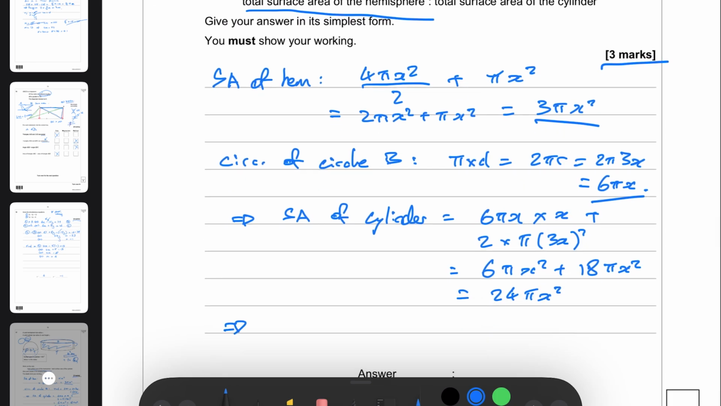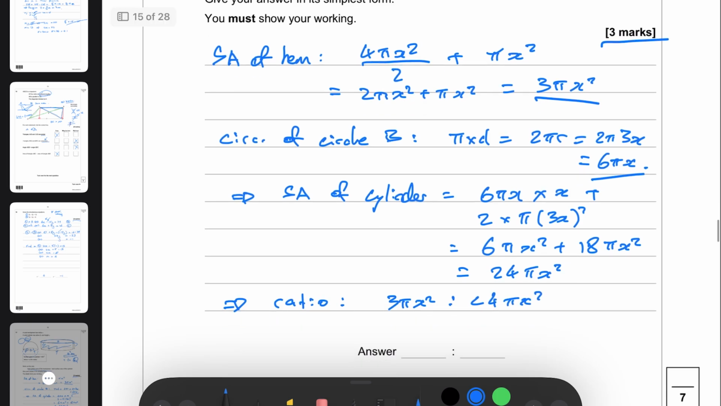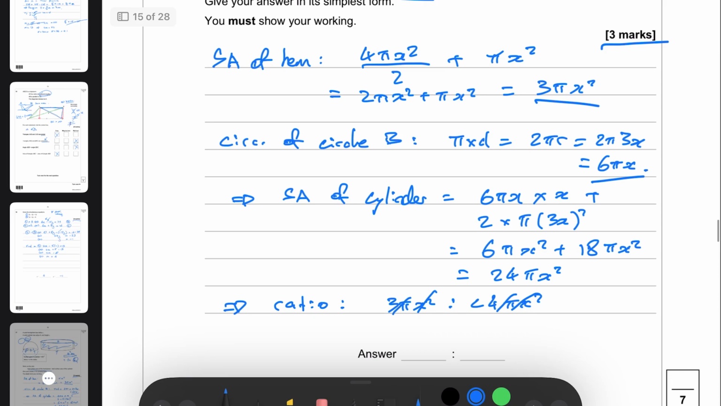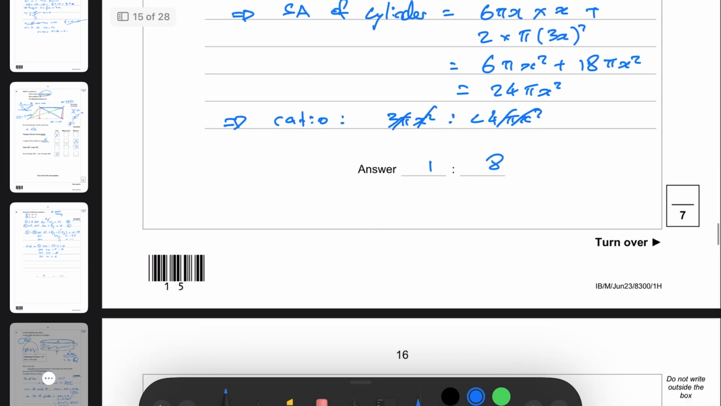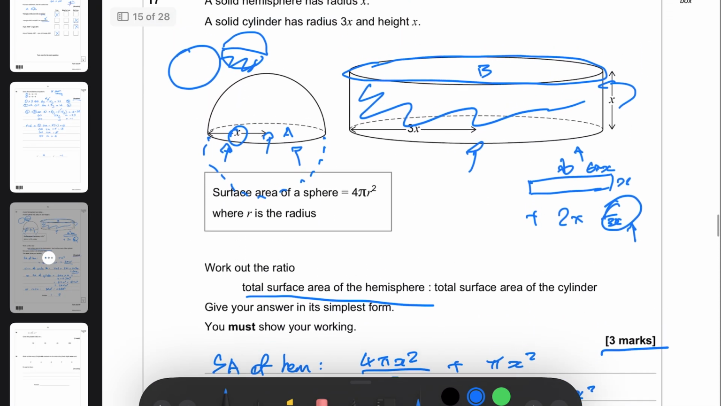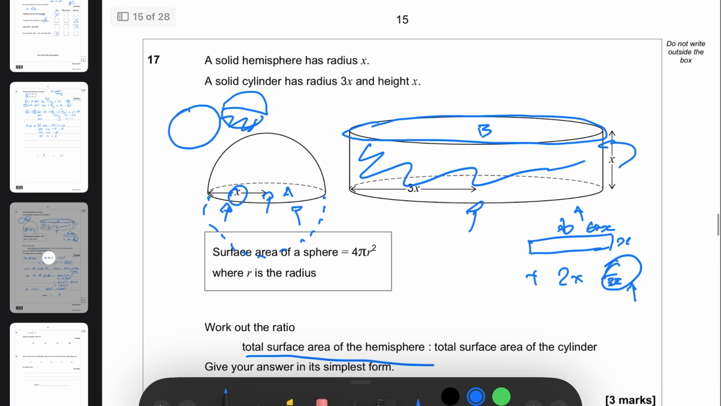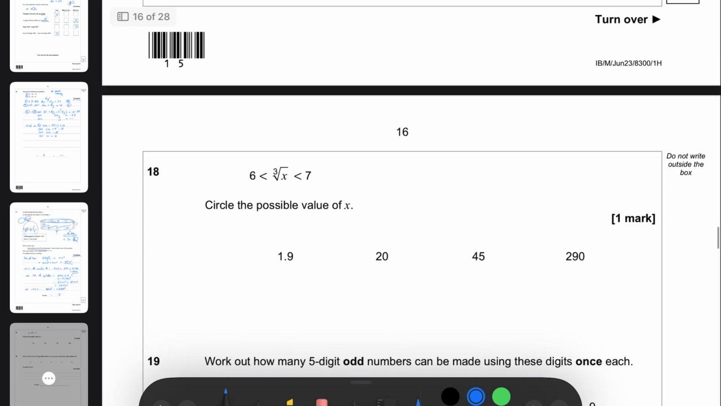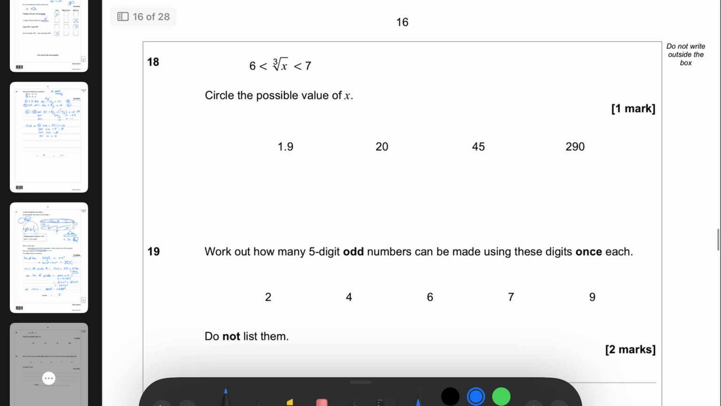So we get a ratio of 3 pi x squared to 24 pi x squared. So we can cancel these, which is equal to 1 to 8, right? Awesome. I hope you guys understood this. I mean, it's a bit convoluted, but yeah, it's just breaking down the problem into those different shapes and then solving it. It's not actually really difficult, is it?